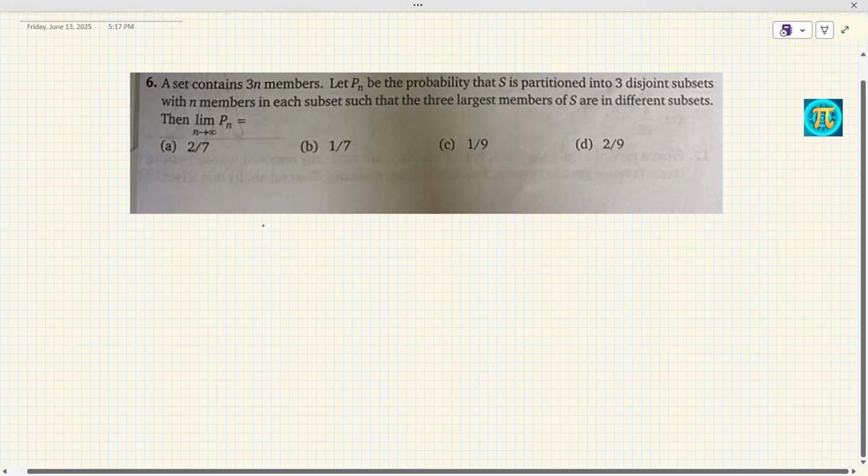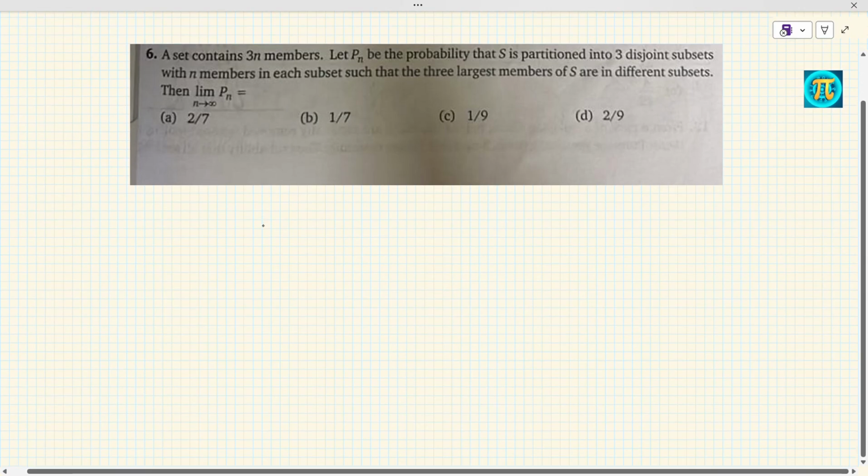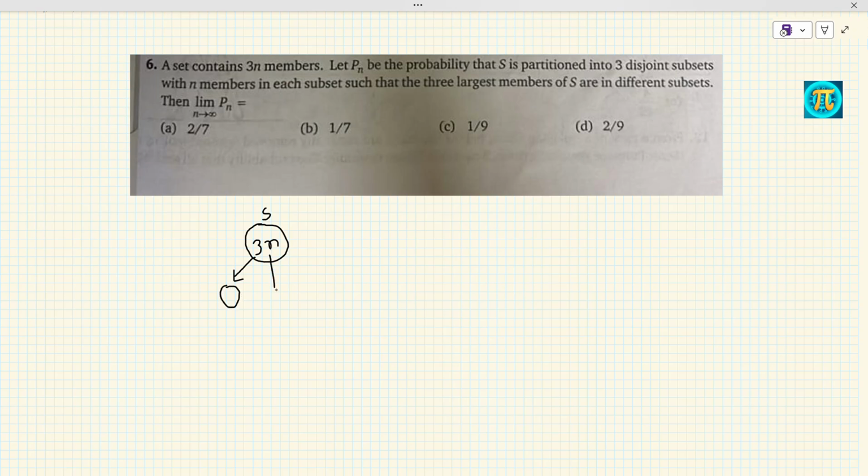So at first we have to know what this problem is telling us. It is telling us that there is a set called S of 3n members. Now it is partitioned into 3 disjoint subsets. Those are this, and this, and this.